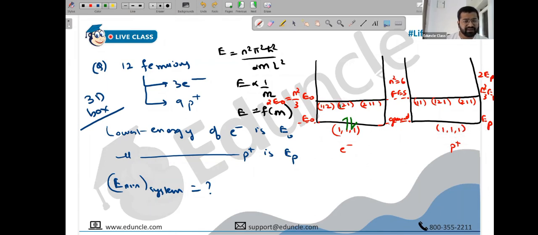Anywhere. I don't care whether it's at 112, 121, 211, or whether it has downspin, upspin. We don't care. It will be somewhere here. And the 3 electrons are placed, and we have got 9 protons. So we have got 2 protons here, 2 protons here, 2 protons here, 2 protons here. But this is not sufficient. Only 8 protons are filled so far.